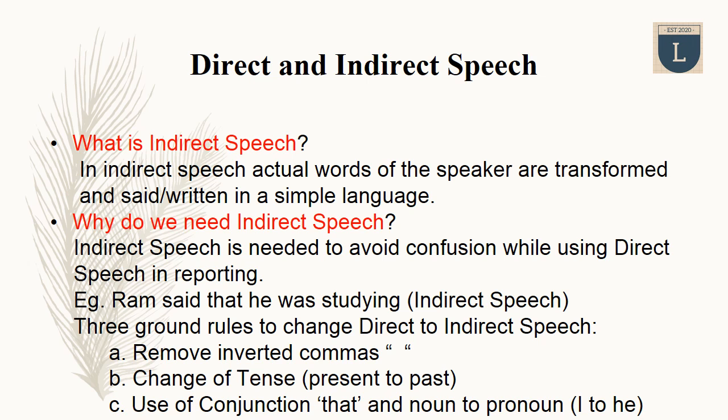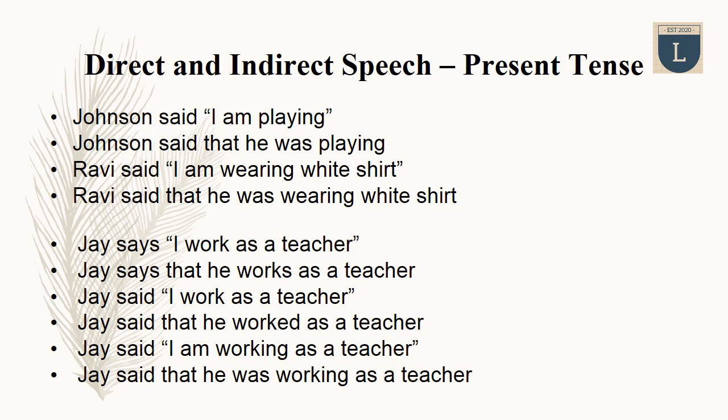So what did we do? We removed inverted commas. We changed the tense from present tense to past tense, and we used the conjunction "that," and the noun has become a pronoun. "I" has become "he." So those are the subtle changes that happen when we transition from direct to indirect speech. Let's see some examples in the present tense, past tense and future tense.